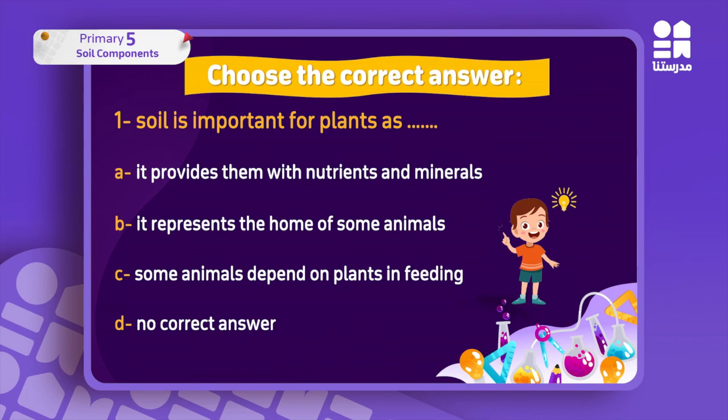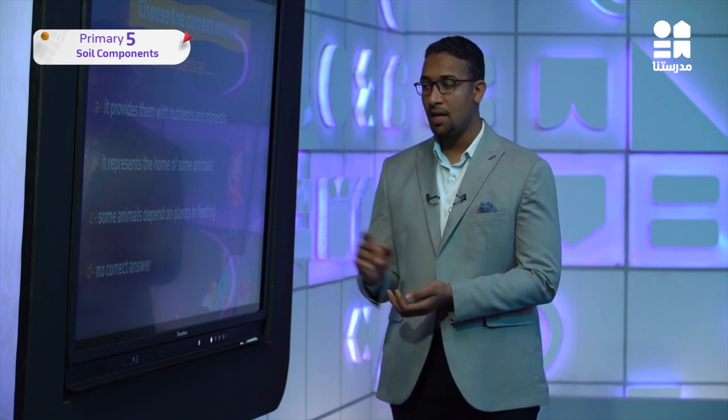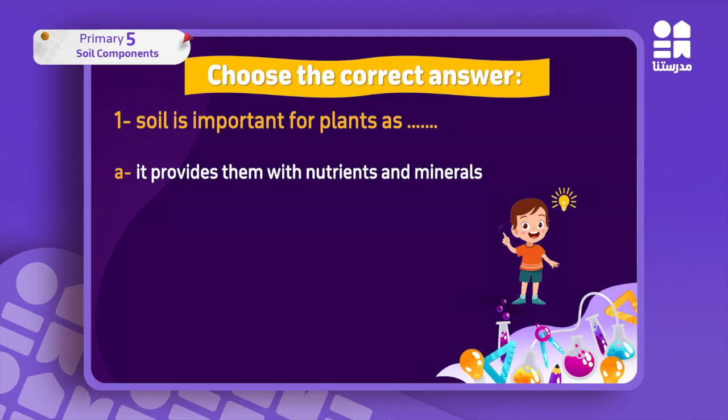Soil is important for plants as it provides them with nutrients and minerals. It represents the home of some animals. Some animals depend on plants in feeding, or no correct answer. So which part will be correct? Yes, it provides them with nutrients and minerals. So the answer will be A.